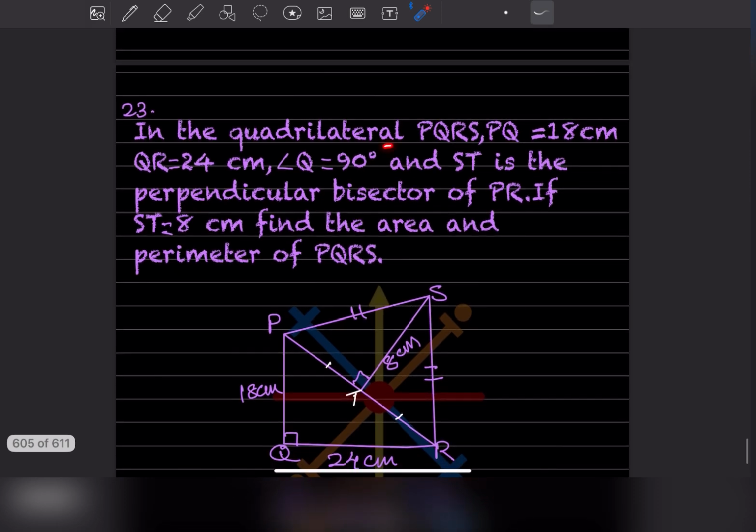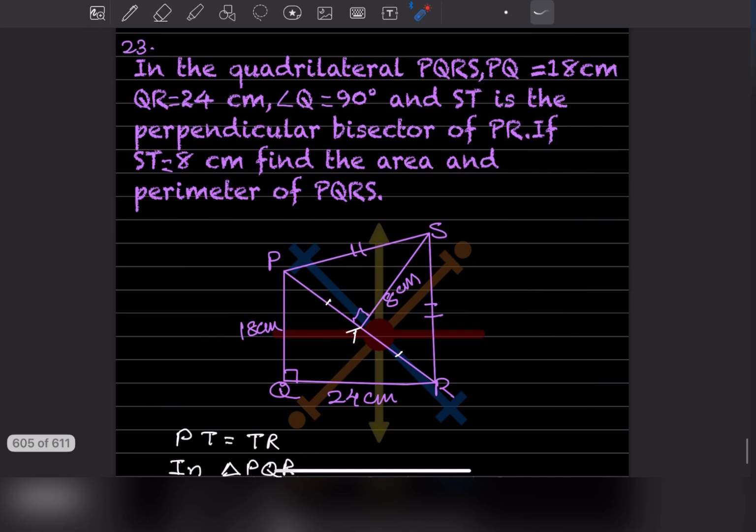In the quadrilateral PQRS, PQ is 18 centimeter. Then QR is 24. Angle Q is equal to 90 degree and ST is the perpendicular bisector of PR. This ST we'll put here. This T over here is the perpendicular bisector of this PR. So if ST is 8 centimeter, find the area and the perimeter of PQRS. We have to find out the area and the perimeter of this one.